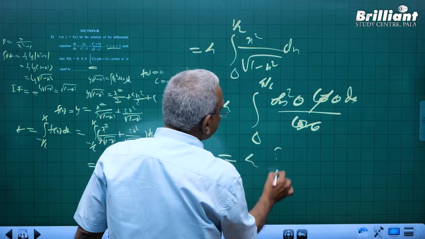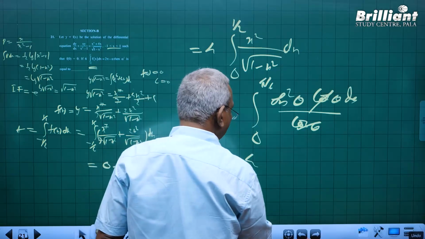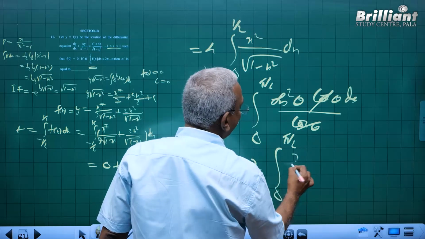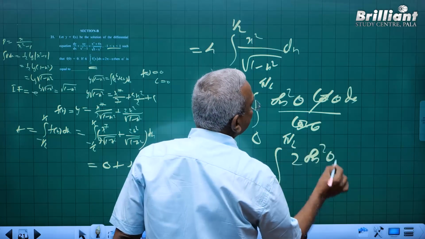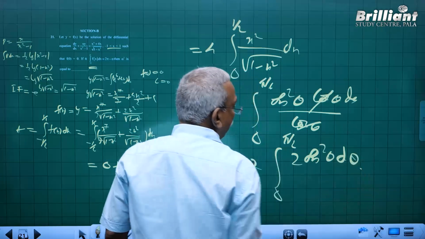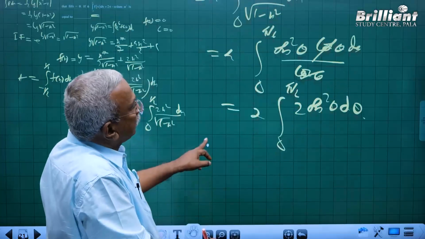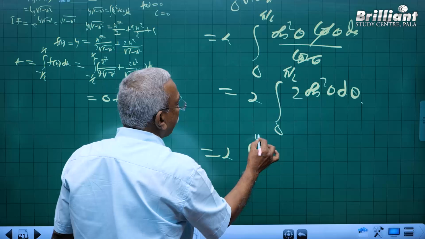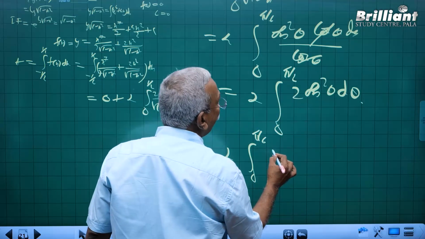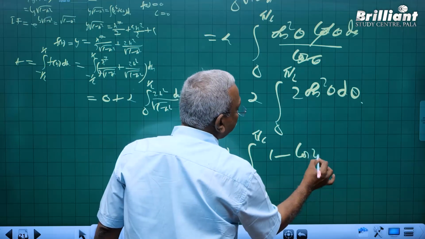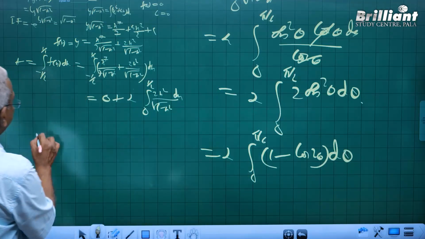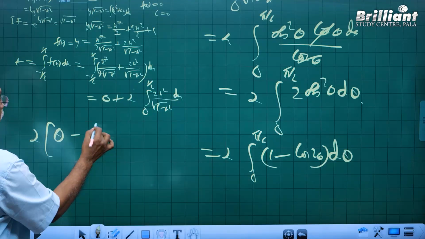We can transfer this into the form 2 into integral 0 to pi by 6 of 2 sin square theta. We can convert this one into cos theta form. So it is equal to, we can write it in the form 2 into integral 0 to pi by 6 of 1 minus cos 2 theta d theta, which will be in the form 2 into theta minus sin 2 theta divided by 2, from 0 to pi by 6.